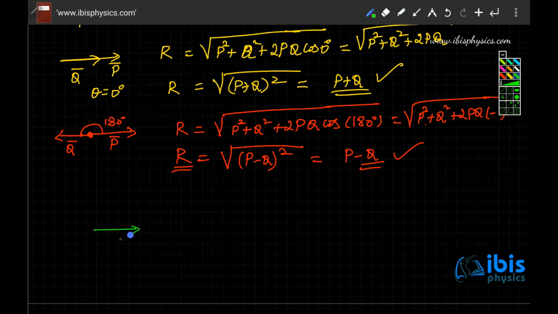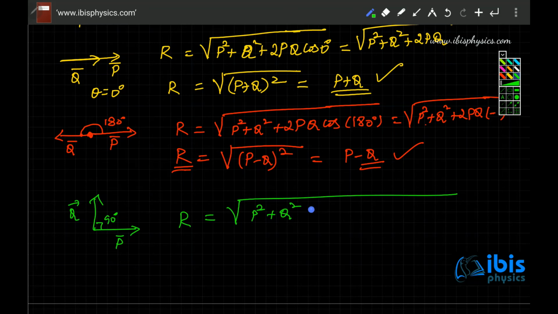Suppose this is p vector and this is q vector, and the angle between them is 90 degrees. So the resultant magnitude is the square root of p square plus q square plus 2pq cos 90 degrees. Cos 90 degrees is 0, so this term becomes 0. So r vector's magnitude is root over p square plus q square. As we discussed in the previous video, when two vectors are orthogonal, at a right angle to each other, it will be root over p square plus q square.